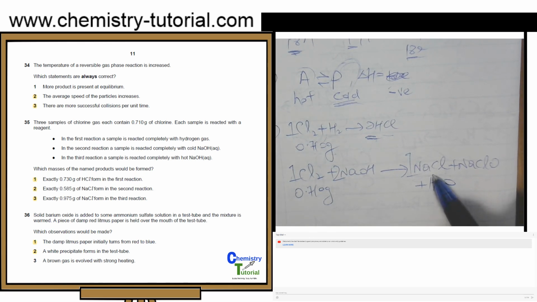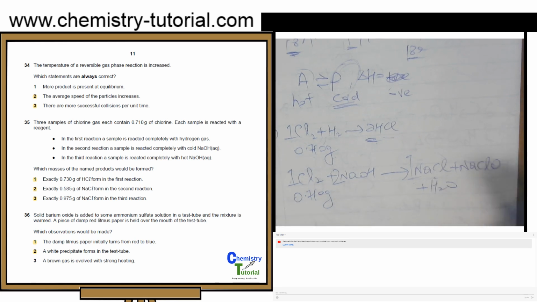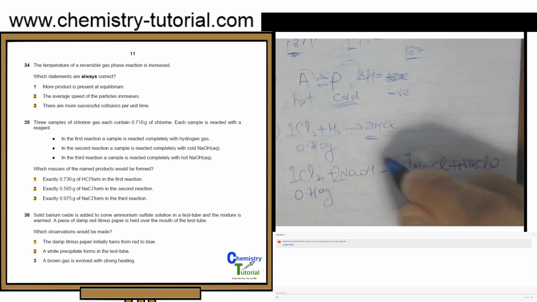Multiplied by the MR, you get a mass, and the mass will be exactly 0.585 grams. So statement 2 is also correct. Now, this one is in cold conditions.